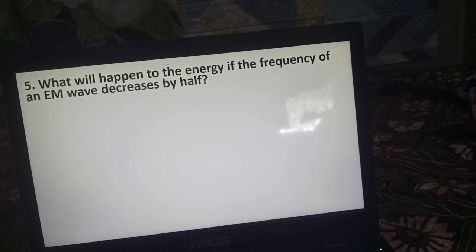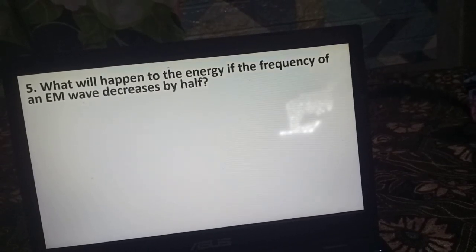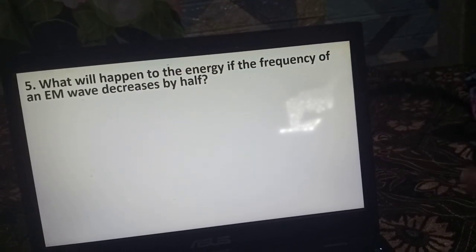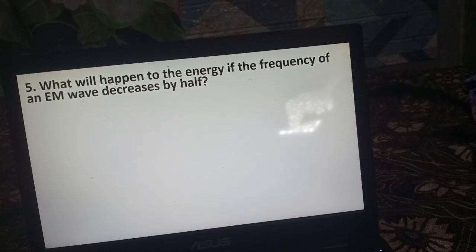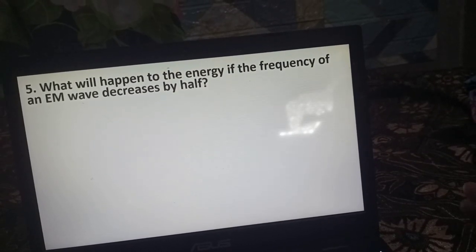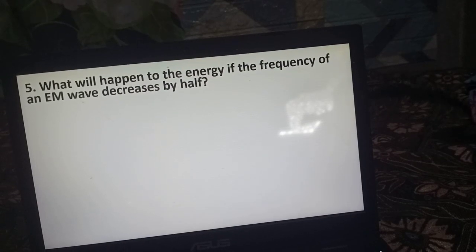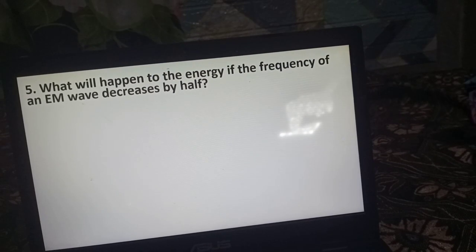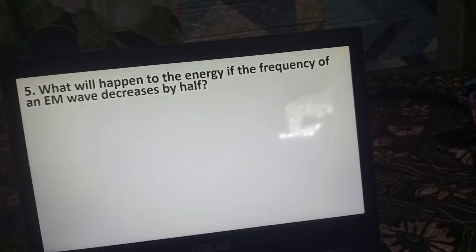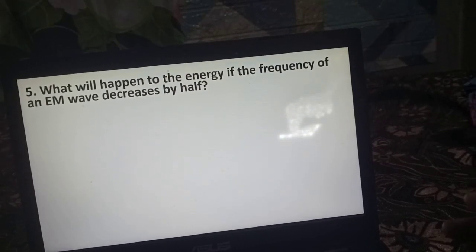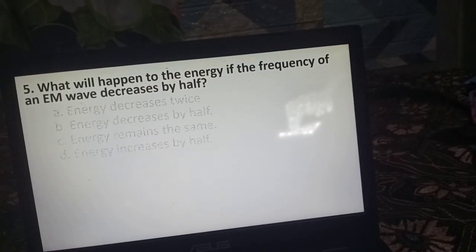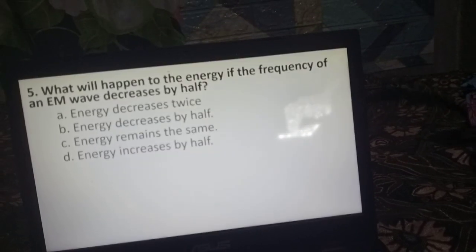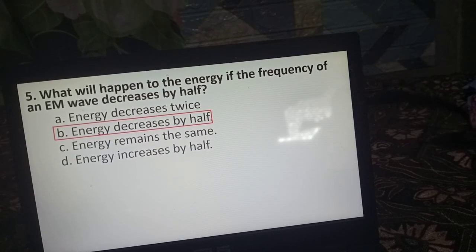Five, what will happen to the energy if the frequency of an electromagnetic wave decreases by half? So for this question, you are going to look back unsa may relationship ni energy ug ni frequency. Take note, si energy is directly proportional to frequency. Sa ato pa, if frequency is decreased by half, energy is also decreased by half. The answer is letter B.